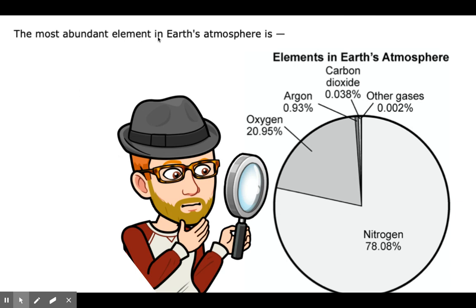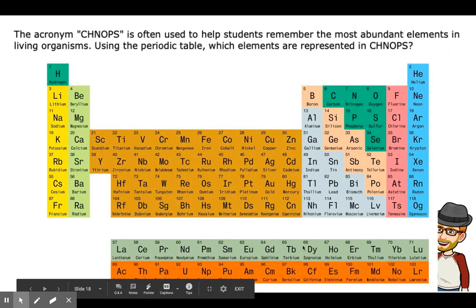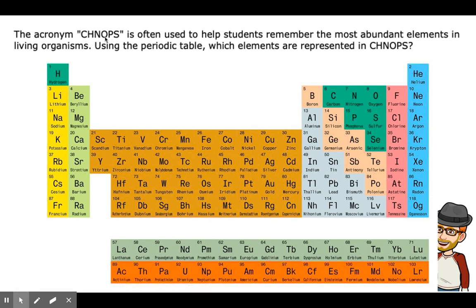The most abundant element in Earth's atmosphere is, and they give you a graph. So your job, just like this fellow here, is to look carefully at the graph to find the answer. The most abundant. Which one is the highest? Nitrogen.